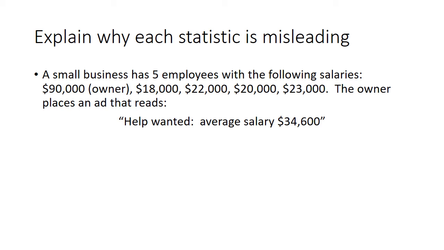Think back a couple of sections ago, we talked about outliers. The owner's salary changes the mean, the average salary of the others. If he really wanted to be honest, he would say the average salary of the people who work for him and not include his own salary in there. That's why it's misleading, because nobody is going to come in at $34,600. If I'm thinking average, I'm thinking that's what my salary is going to be, when average is probably closer to $20,000.